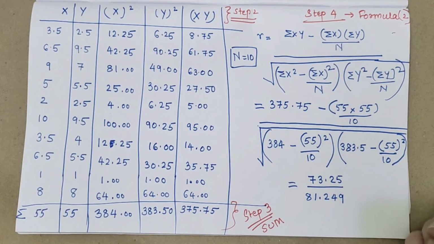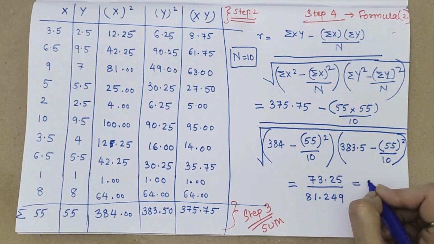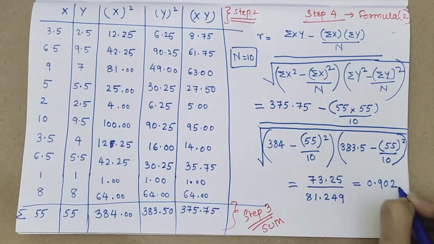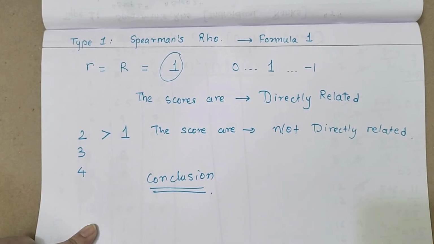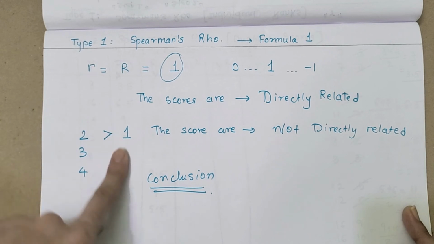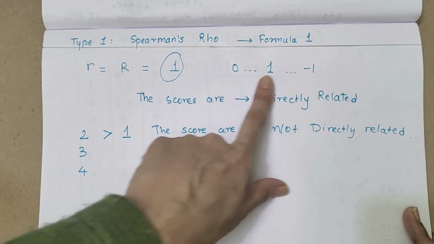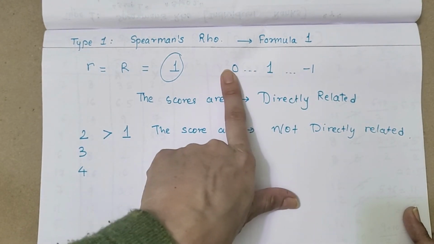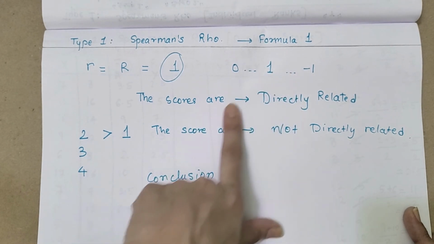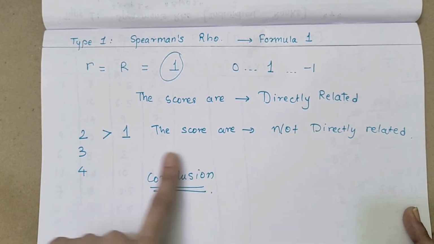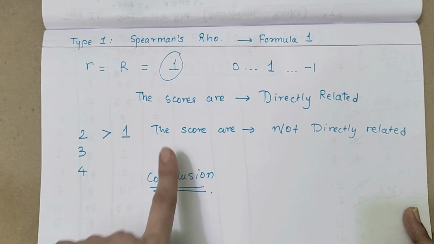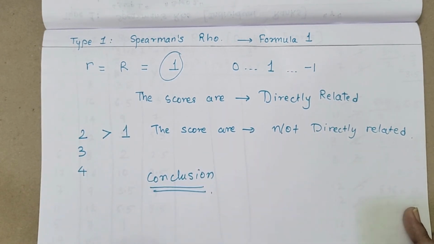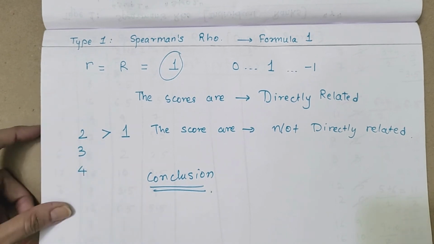81.249, and which is equal to 0.902. Now as we saw in type 1, whenever the score is nearby 1, that is 0 to -1 anywhere, the scores are directly related, and when they are greater than 1, like 2 3 4 something more than this, the scores are not directly related. This is the conclusion we have to write.